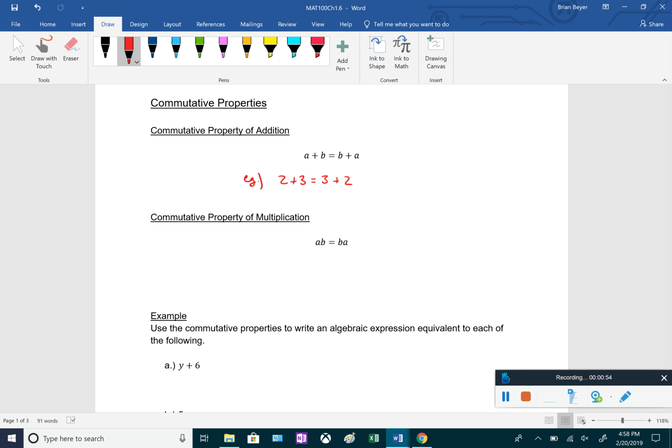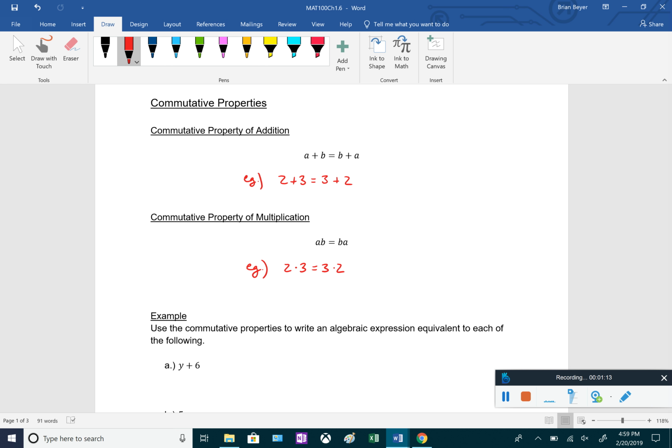The order doesn't matter. For the commutative property of multiplication, it's essentially the same concept except with multiplication. a times b equals b times a. So when we're multiplying two numbers, it doesn't matter which one comes first. This would be something like 2 times 3 equals 3 times 2. Those both equal 6.